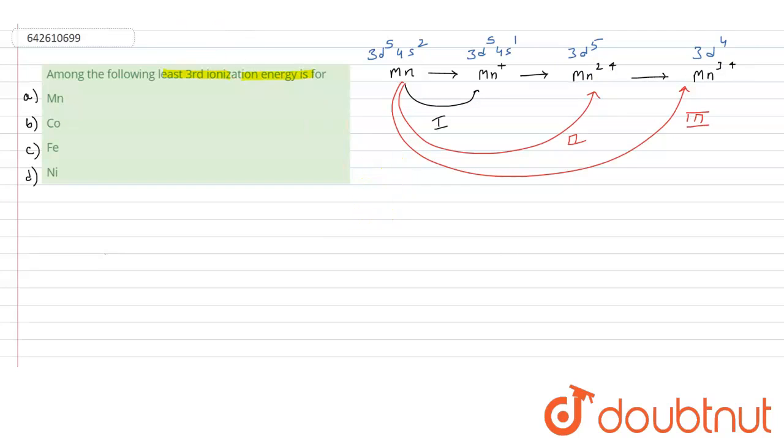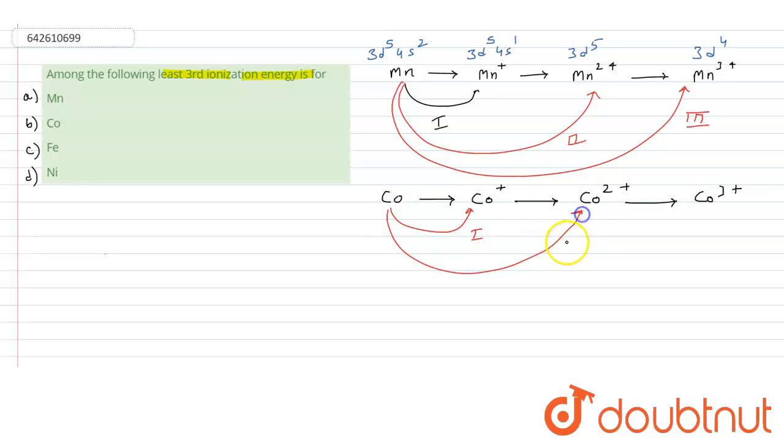Now if I talk about the cobalt one, it is a similar case. If I lose 1 electron, it becomes Co+, and if I lose another electron, it becomes Co2+, and if I lose another electron, it becomes Co3+. So from Co to Co+ is the first ionization energy, from Co+ to Co2+ is the second ionization energy, and from Co2+ to Co3+ is the third ionization energy.